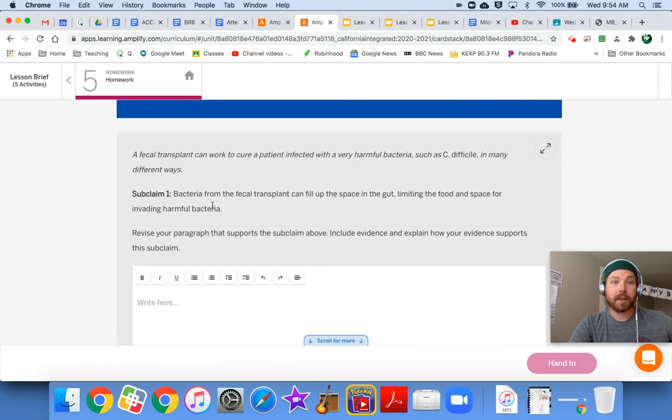So our subclaim was bacteria from the fecal transplant can fill up the space in the gut, limiting the food and space for invading harmful bacteria. So initially, we just said how a fecal transplant can help a person. There's benefits to helping a person recover from an infection. Now we want to make sure we include specific evidence and reasoning to support subclaim 1 in our argument.